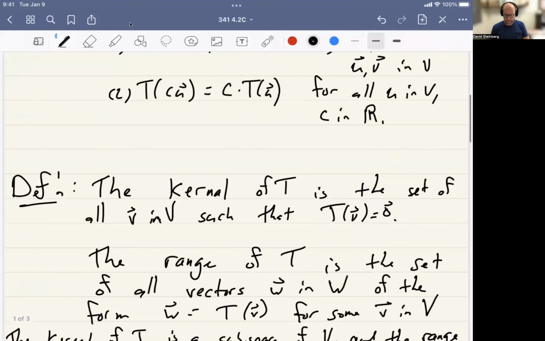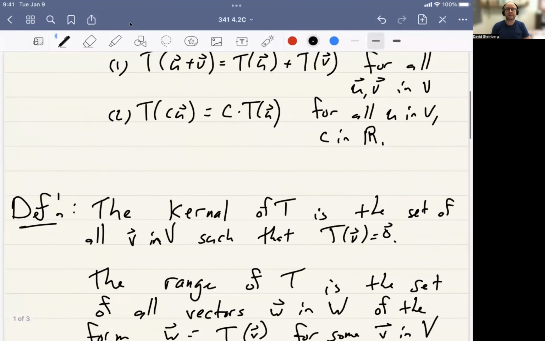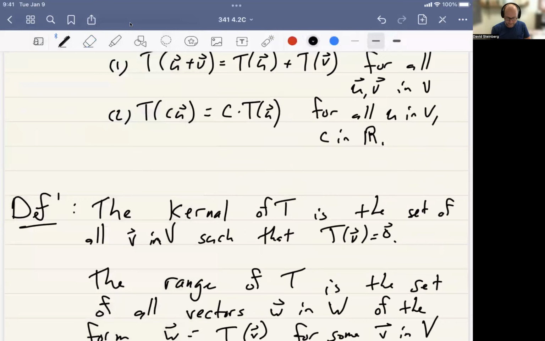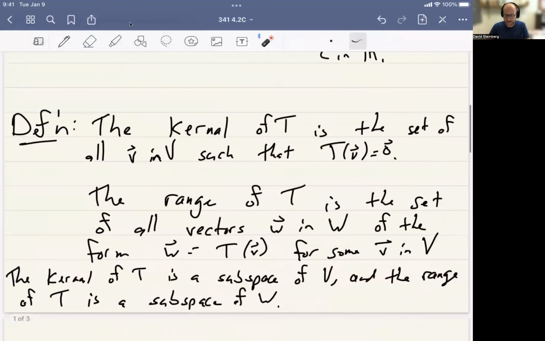So we want sort of corresponding notions to null space and column space, but for linear transformations. So, definition: the kernel of T is the set of all vectors little v in V with the property that our linear transformation takes them to 0. This is similar to the null space of a matrix. And then the range of T is the set of all vectors little w in big W of the form that little w is equal to T of v for some little v in V.